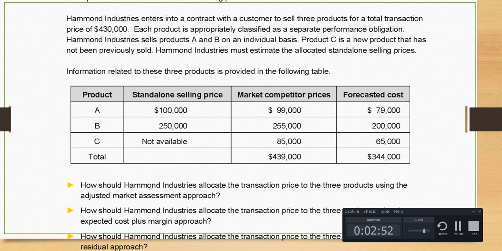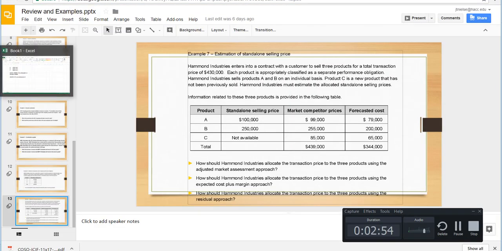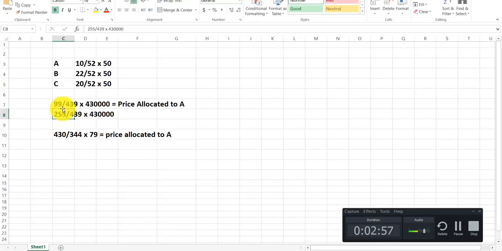So if we look at that, we would use the same kind of concept as our earlier example. We would take the 99 price for the product A divided by the total of the market approach prices, and then multiply it by the 430,000, which was our agreed price for the whole bundle, and do the same thing with B and C. So that's the market adjusted approach.